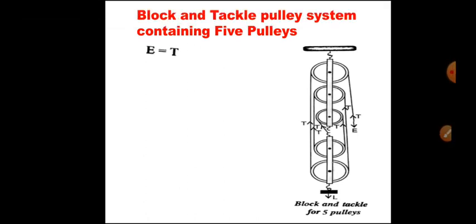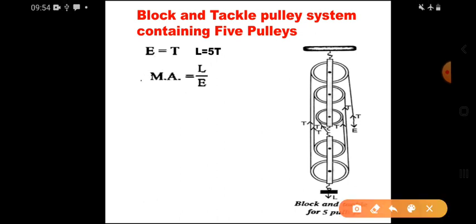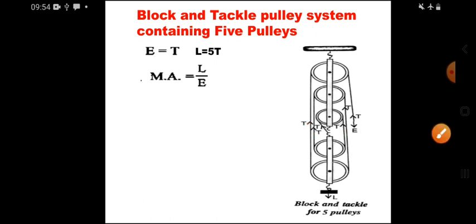Therefore, the effort in this pulley system is equal to T and the load will be equal to 5T. You can see I have counted here, so there are 5 T's. Mechanical advantage is given by load upon effort. Load is 5T and effort is T. So T will cancel, and you will get mechanical advantage as 5.